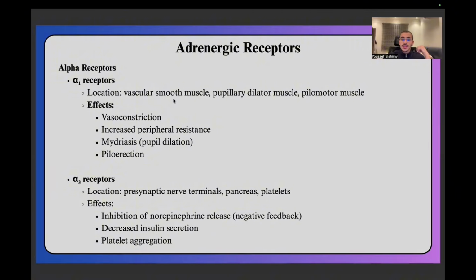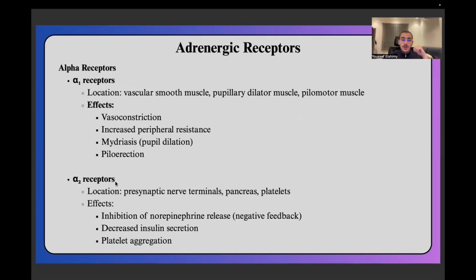They also act on the pupillary dilator muscle in order to cause pupil dilation. And this is important because you want to dilate your pupils in order to stay aware and cautious in the fight or flight response. As well as it acts on the pilomotor muscle to cause piloerection or goosebumps.